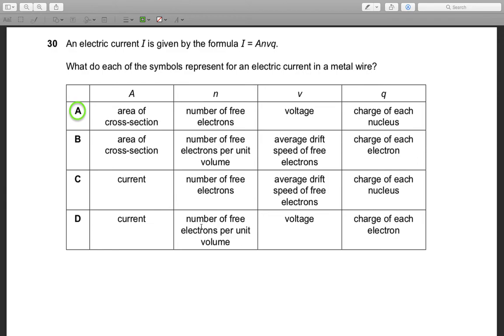Number 30. An electric current I is given by the formula I equals A n v Q. What does each symbol represent in an electric current in a metal wire? A is the cross-section area. n is the number of free electrons. Yes, correct. v, is it voltage or speed? This is about voltage. And Q is the charge of each electron. So we can choose the best answer, A.